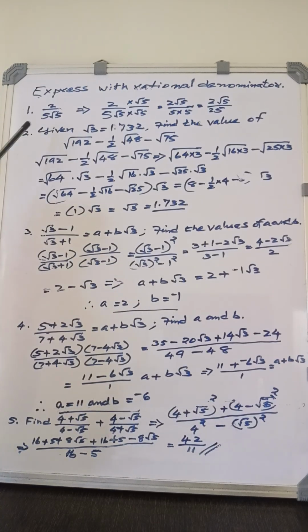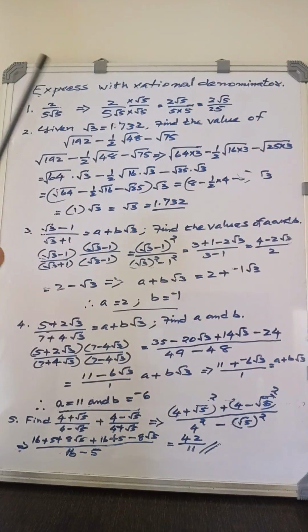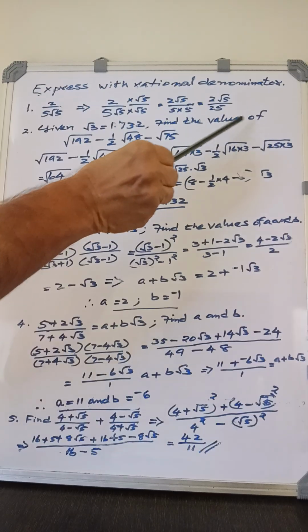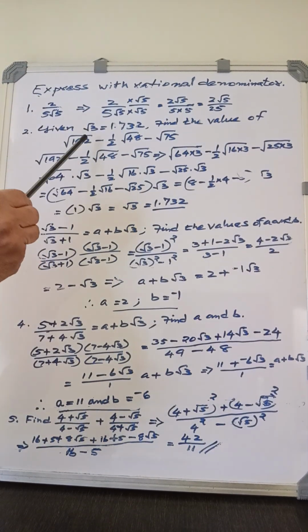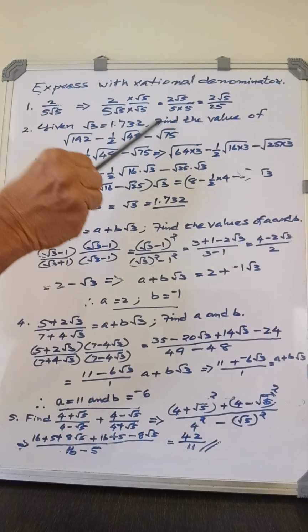Next question. Given that root 3 equals 1.732, from this clue we have to find the value of root 192 minus 1 by 2 root 48 minus root 75.